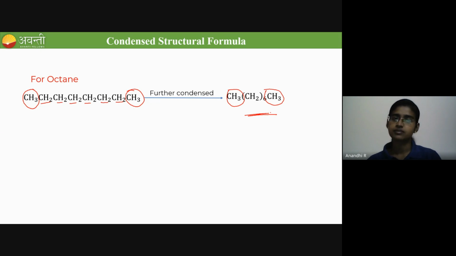But anyway, good. Students, clear up to condensed formula? Shall I move on to the bond line structure?